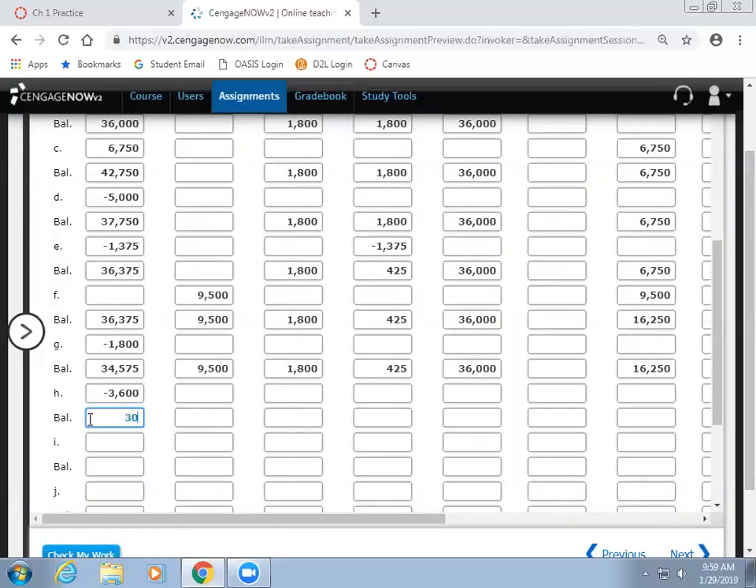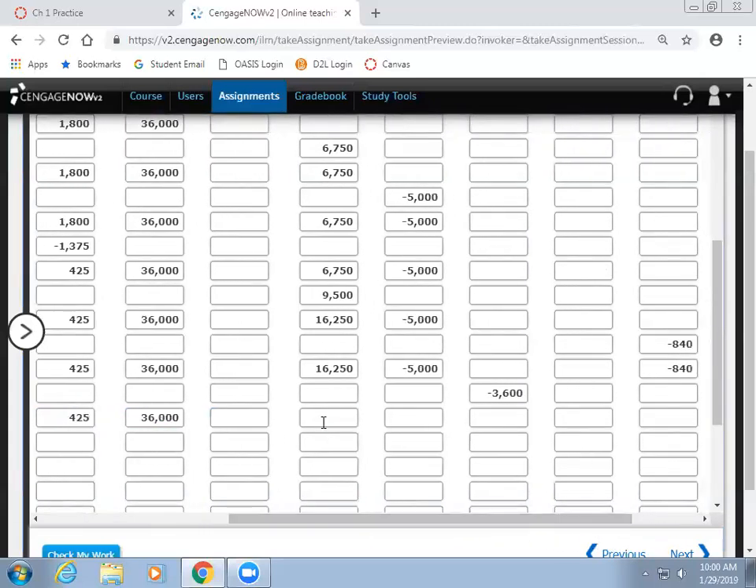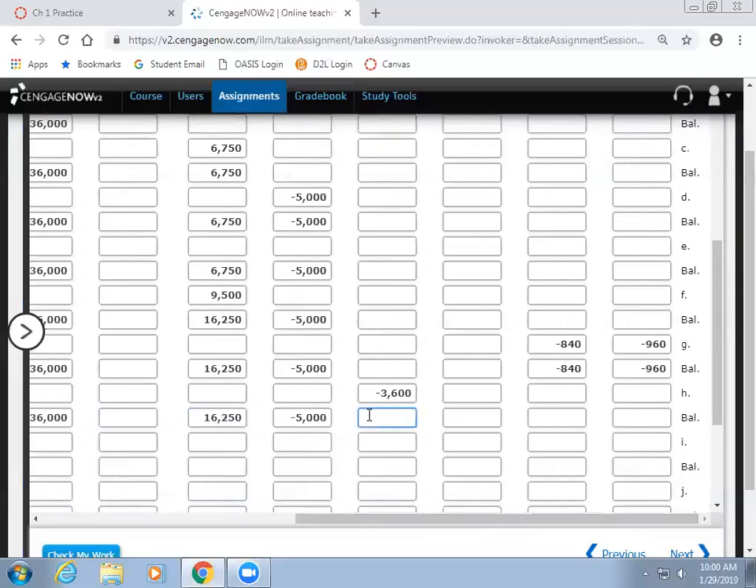30,975. Perfect. And then everything else is just carrying it down. So accounts receivable, 9,500. Supplies, 1,800. Accounts payable, 425. Common stock, 36,000. Fees earned, 16,250. Rent, 5,000. The office salaries is now a negative 3,600. And then we still have the negative 840 for auto expense and negative 960 miscellaneous.